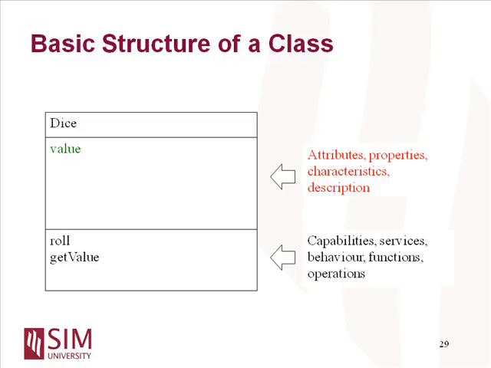So the basic structure of a class can be demonstrated by the following diagram. Let's take the Dice class as an example. First, the top layer contains attributes, properties, characteristics, and descriptions. In the case of a dice, it is value, which is the face value of the dice. Second, the bottom layer contains capabilities, services, behavior, functions, and operations. In the case of dice, it has roll and getValue.